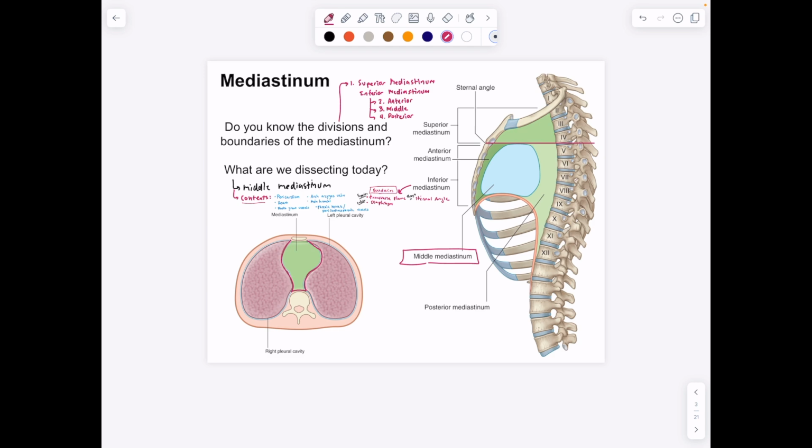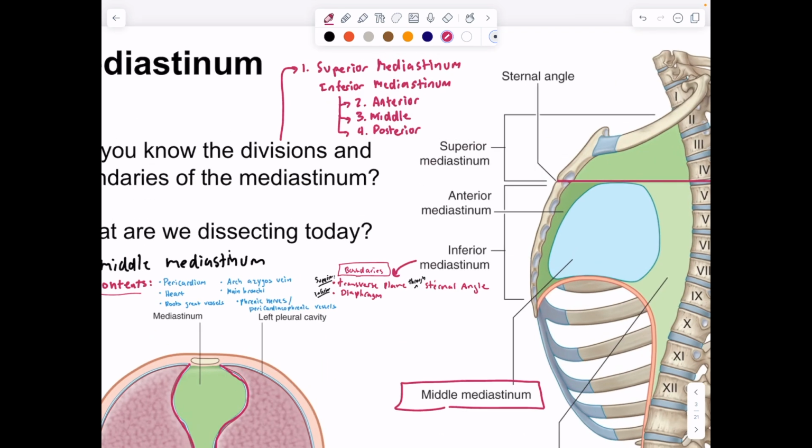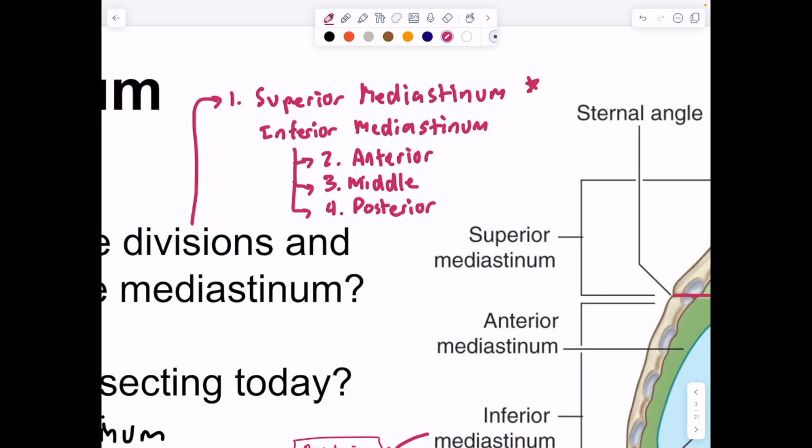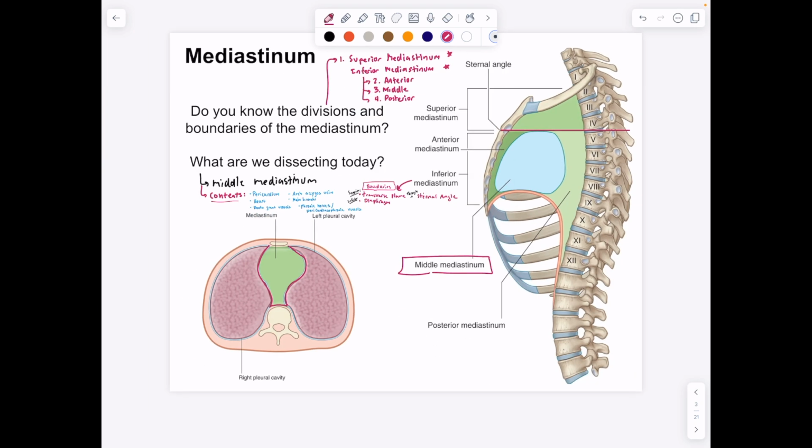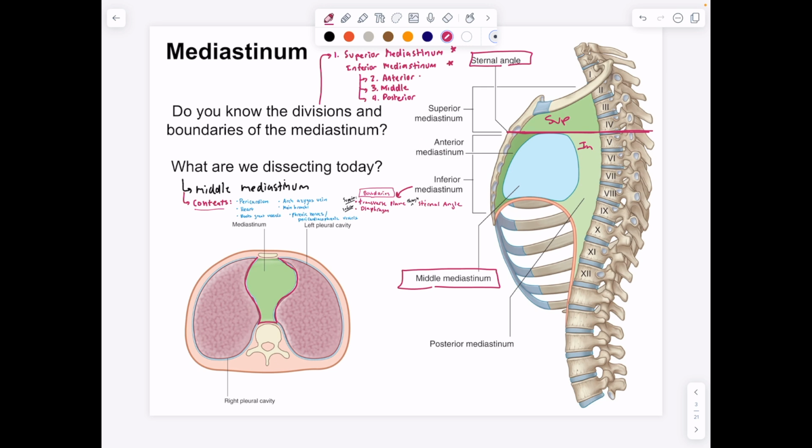So what are the boundaries and divisions of the mediastinum? We have 2 main divisions, as we alluded to already. We have the superior mediastinum and the inferior mediastinum, and that's broken up basically by the sternal angle. So you can just draw a nice transverse line. Everything above it is superior, everything below is inferior. The inferior mediastinum has 3 compartments: anterior, right here, middle, and posterior.